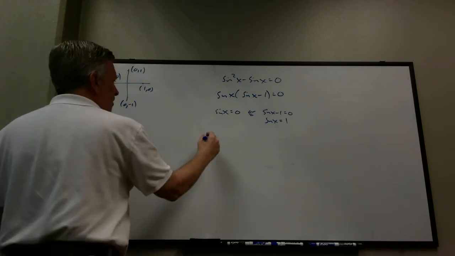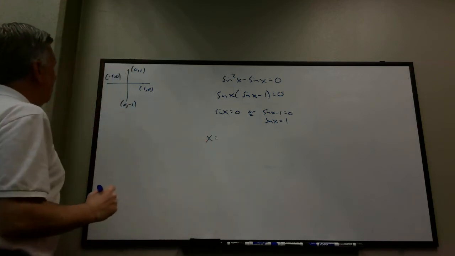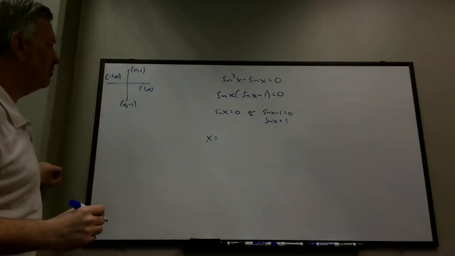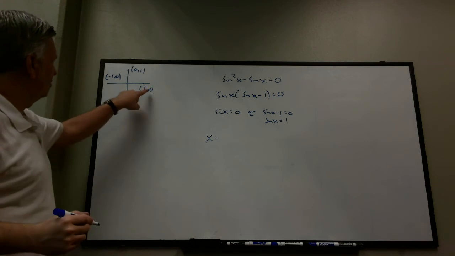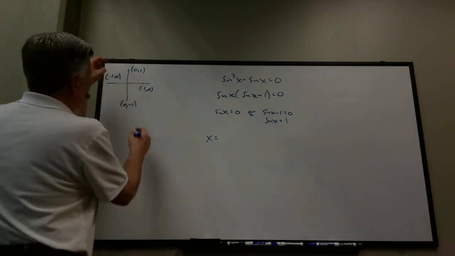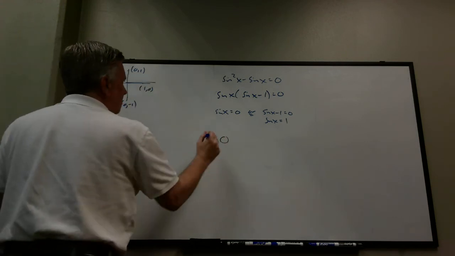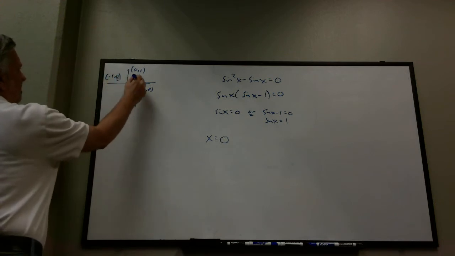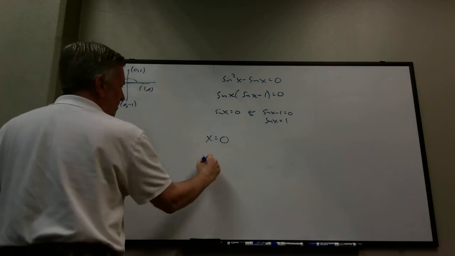Okay, so for here, where is sine equal to 0? Well, remember, on the unit circle, sine are the y values. So that happens here, right? Here. That's 0 radians. And it also happens here at pi. I'm going to list them separately here.